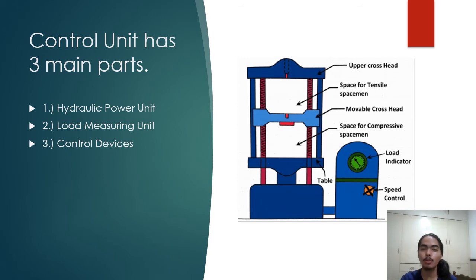Second, the load measuring unit. This is a pendulum dynamometer unit that has a small cylinder with a piston which moves with the non-pulsating oil flow. The pendulum is connected to the piston by a pivot lever. Third, control devices. The control devices can either be electric or hydraulic. Electric control devices make use of switches to move the crosshead and switch the unit on or off.